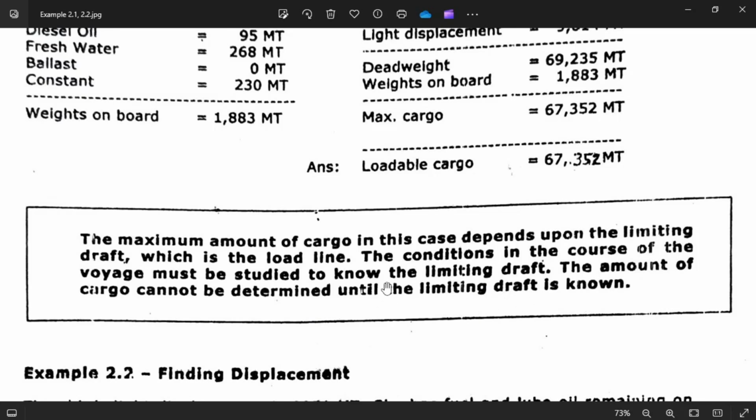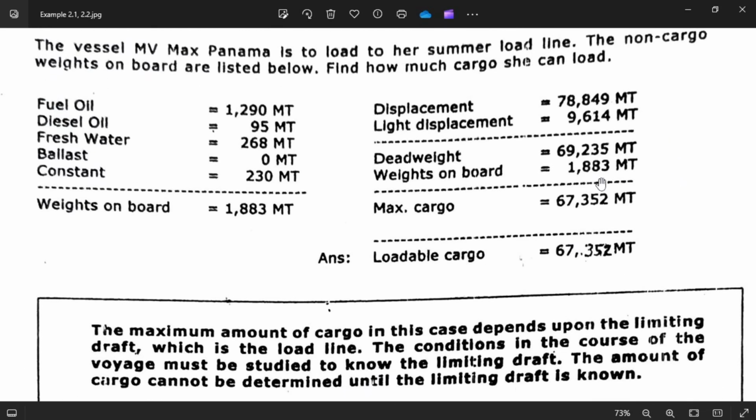Okay, so it is important, guys, that you must know your limiting draft, because from the limiting draft you will get your displacement. So like this, for your summer load line, the displacement is 78,849. So that is what it means. If your limiting draft is summer load line and the displacement is 78,849, this will be your limiting displacement. Okay.